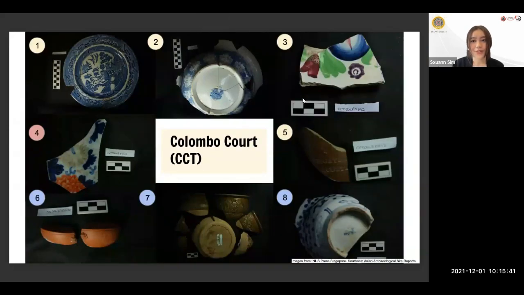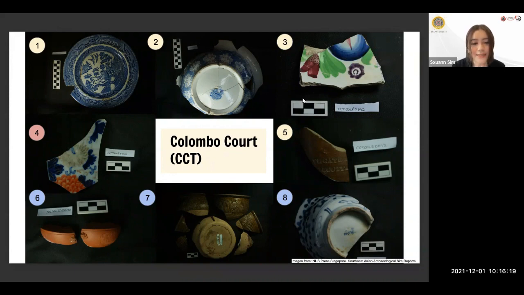So this is not really in my paper, but I thought it would be interesting to show you guys an example of the colonial artifacts that we do find in Singapore. This is taken from the site CCT Colombo Court in Singapore. I will mainly be focusing on the ceramics finds because, like I said, there's a lot of ceramics, and due to the time constraint, I will not be covering other materials, but we do have other materials. We have metals, we have organic materials, a really wide range of materials too. So that's a topic for another discussion.